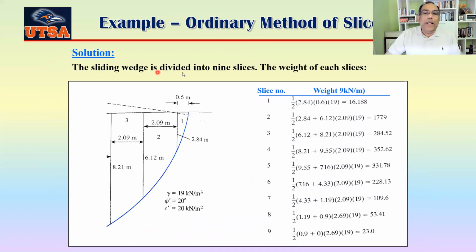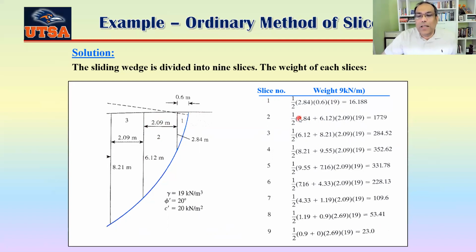Now the sliding wedge is divided into 9 slices. The weight of each slice is calculated like this. We usually do that in Excel. I'll just show that table next to you. So you can see, for example, if you try to find out the weight here, let's say for this one, what would be the weight? That would be this plus this divided by 2 multiplied by 2.09.